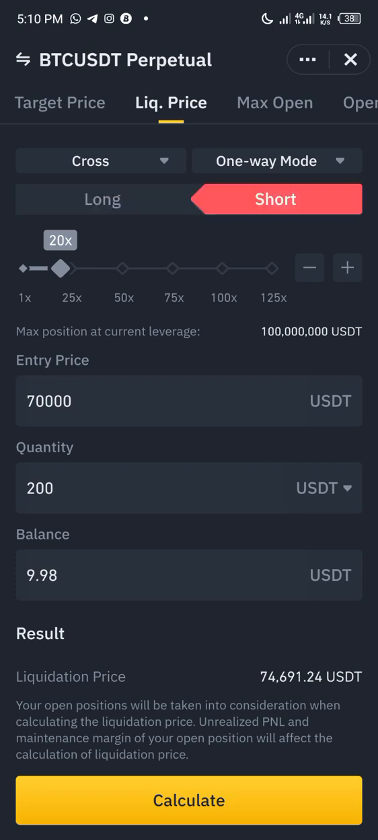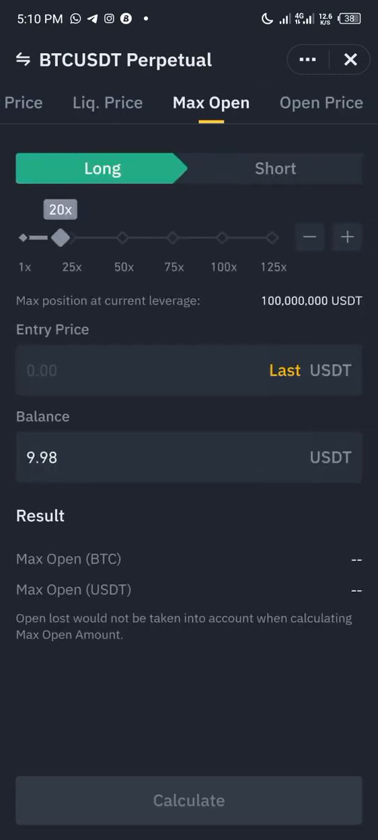The next thing you should know how to calculate in futures trading is the max open. Let me click on max open. The max open is just the maximum amount of money you can use to open a particular trade that you have interest in.